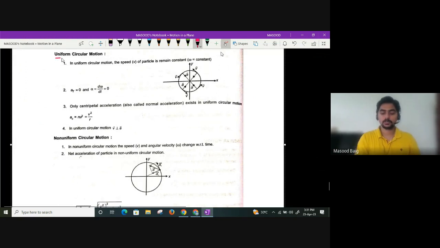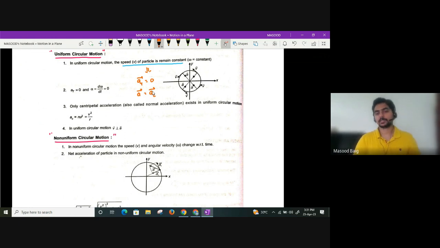One is uniform circular motion. The other happens to be non-uniform circular motion. Now, in uniform circular motion, speed will remain constant. Speed is constant. Means, will there be any tangential acceleration? No, guys. As you can see, tangential acceleration will be 0. So, total acceleration will simply be centripetal acceleration. Clear? Only centripetal acceleration will be there.